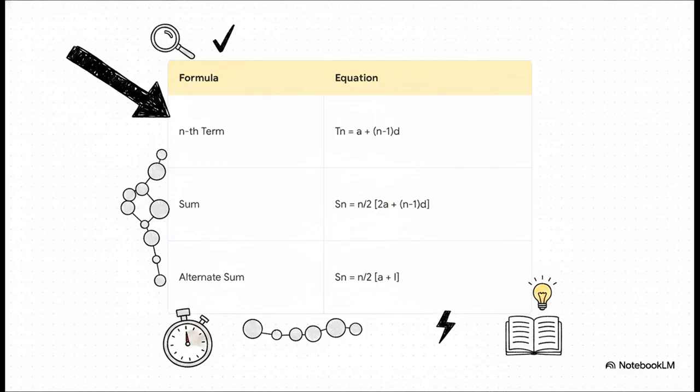If you need to find a specific single term, let's say the 10th term, you use the TN formula. But if you want to find the total sum of all those terms added together, you switch to the SN formula. And there's also an alternative SN formula you should know. If a question gives you both the first term and the last term, use that alternative one. It saves so much calculation time, and exam time management is everything.